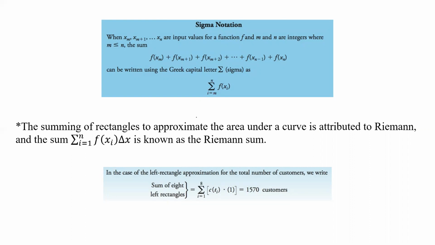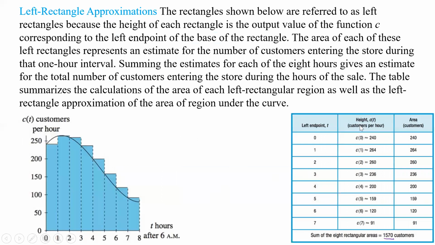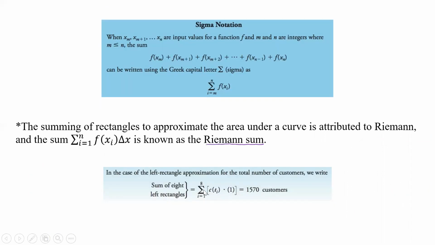Okay. Now, this summing of the rectangles to approximate the area under a curve is attributed to Riemann, and the sum of i equals 1 to n, f of x sub i times delta x is called the Riemann sum. So it's a special type of sum. And that's what we're doing here in our case of our rectangles, because we're taking each of the, in this case, heights times our widths, and we're taking the sum of all those. Again, our delta x is our width, and the f of x sub i, that's going to be our height. We're taking the sum of those, and that ends up being 1,570 customers.